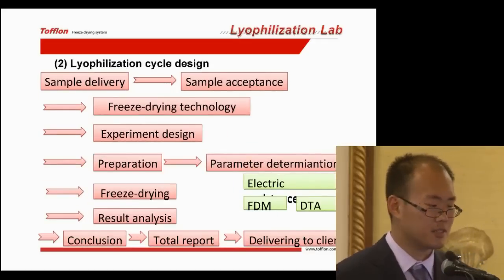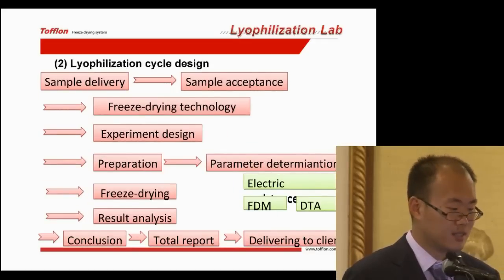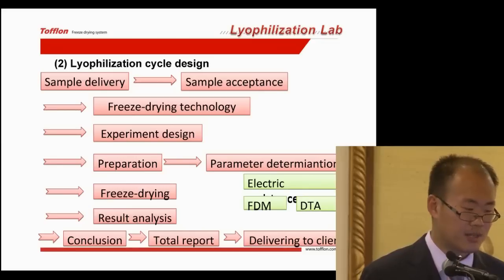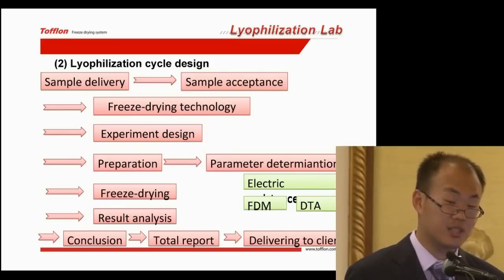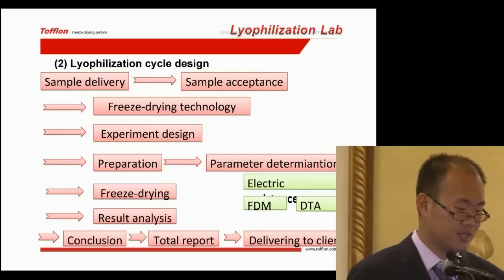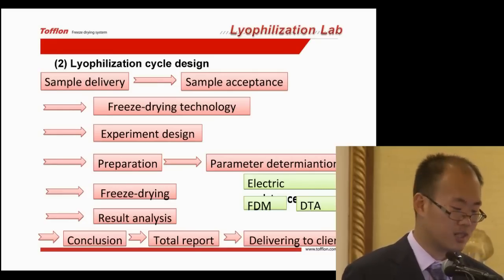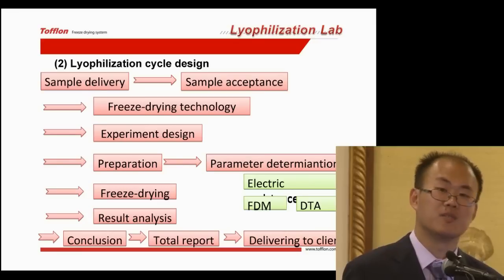And the second service is the lyophilization cycle design. Now we can see this tree. When we accept the sample, we go into sample acceptance, freeze drying technology analysis, and experiment design. Next, preparation of the drug solution and the parameter determination, which is also included in this service. Then the freeze drying equipment and result analysis. After we perform a good freeze drying cycle, we will give you a report of the service.